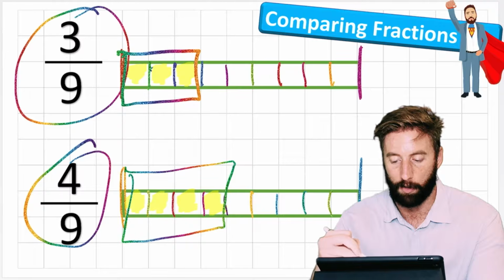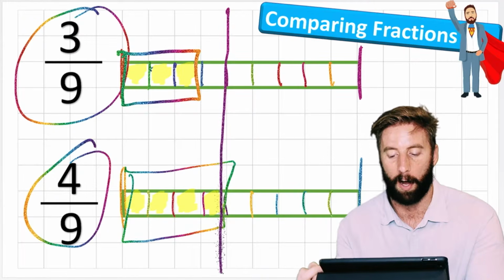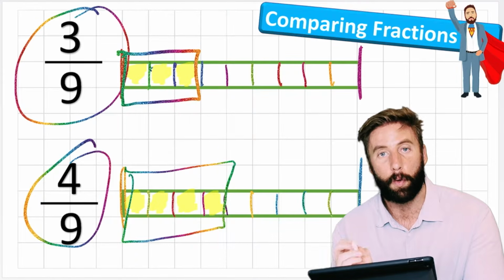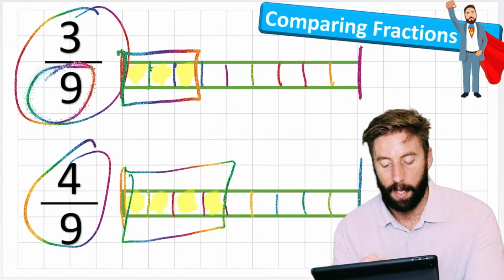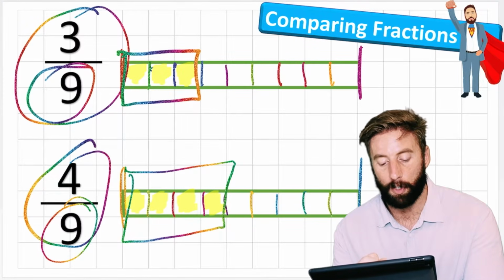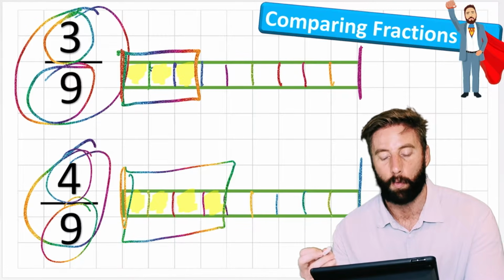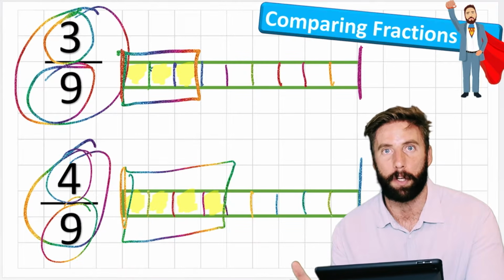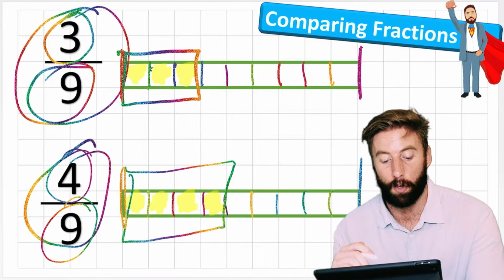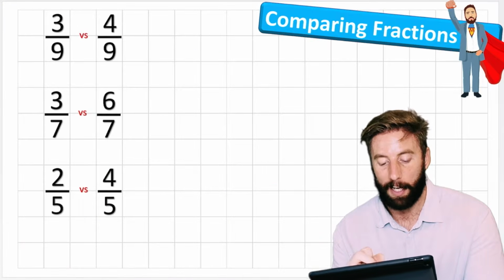Well, I can see if I draw my line, the 4/9 is more than the 3/9. So it looks like if the denominator is the same, then the number on the top, the numerator, the greater number, the greater digit, will be the greater value of chocolate or whatever we're splitting up. Let's see if that works for another question. Let's have a look at the second one.